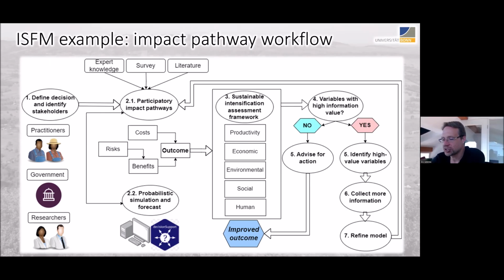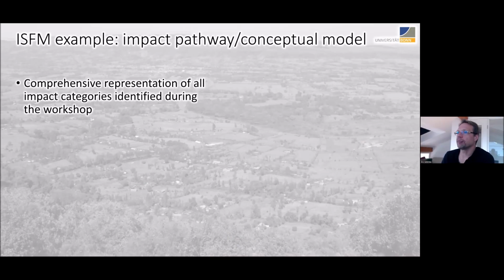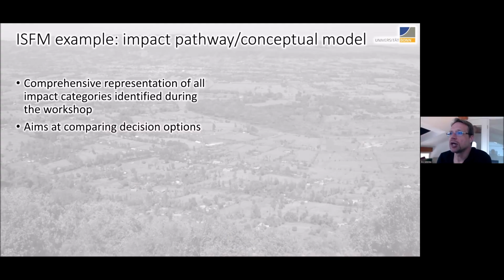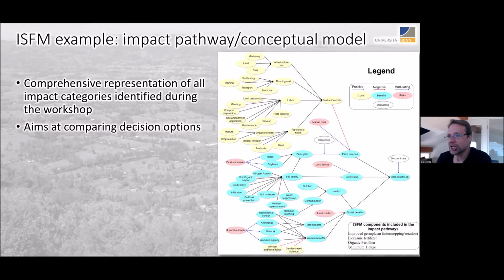which is the best decision option here, the best land management option, and what knowledge gaps remain. So they came up with a pretty comprehensive representation of all the impact categories identified during the workshop, and then developed a model that aims at comparing decision options.